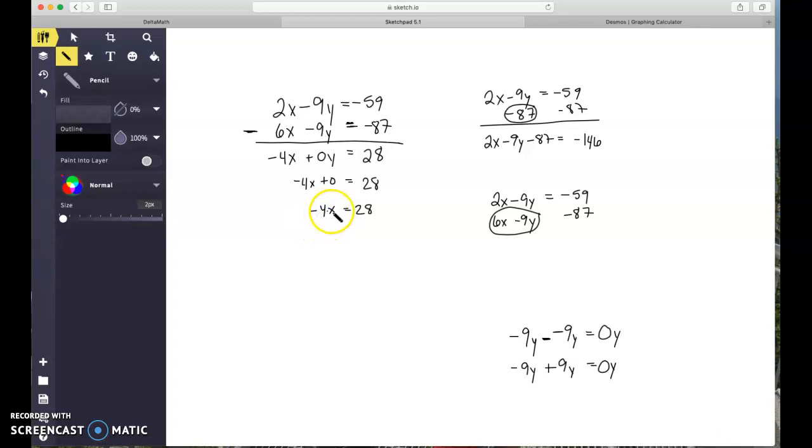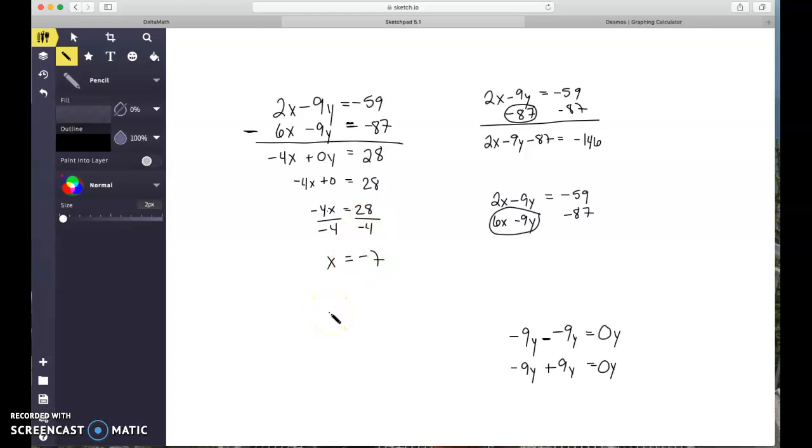So how do we get rid of that negative 4? It's being multiplied by our x, so the opposite of multiplying is dividing. If I do it to one side of my equal sign, I do it to both sides of my equal sign. So I have x equals, let's see here, 28 divided by negative 4 leaves me with negative 7.